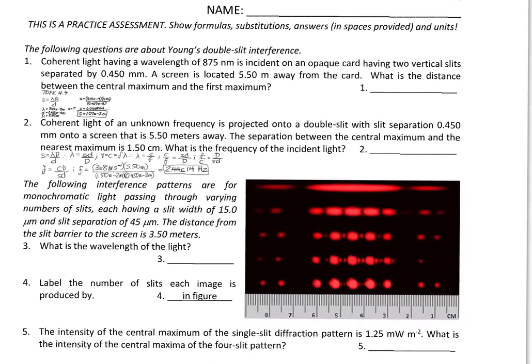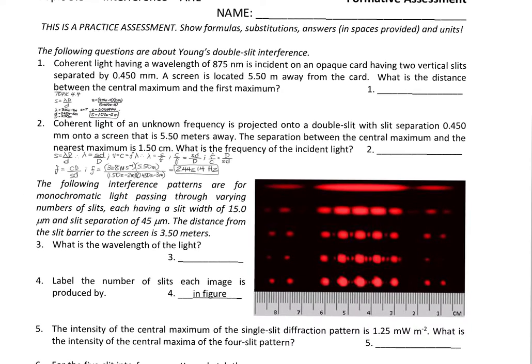We have some interference patterns with a scale in centimeters, and it says monochromatic light passing through varying number of slits, each with a slit width of 15 micrometers and a slit separation of 45 micrometers. Distance from the slit barrier to the screen is 3.5 meters. What is the wavelength of the light?